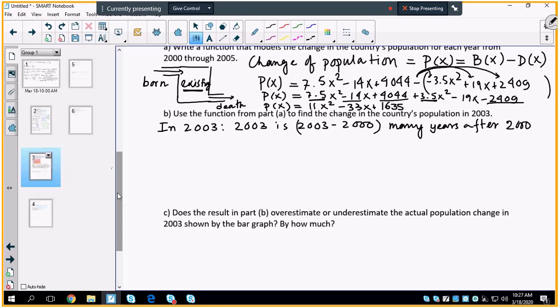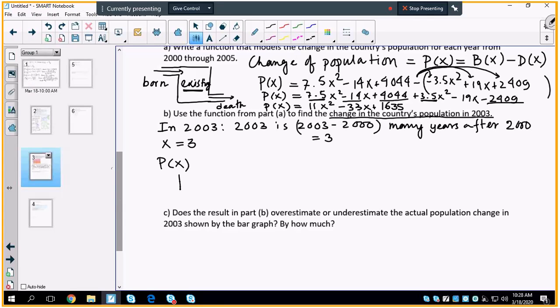It talks about the x. X is equal to 3, because this is how many years 2003 has come after 2000. So x in 2003 is x equal to 3. So how do I understand the change in population in 2003, which is our required answer in this question, the change in the country's population in 2003?